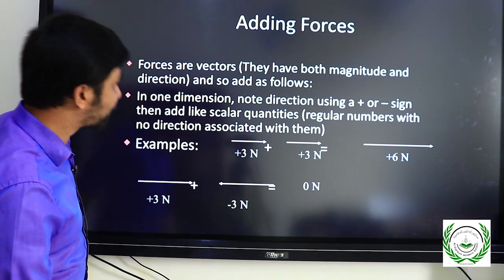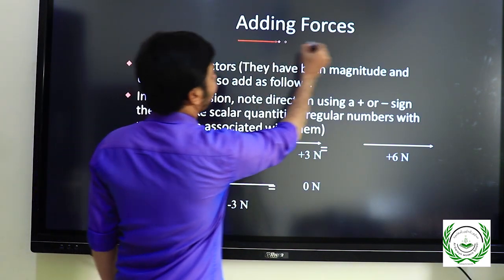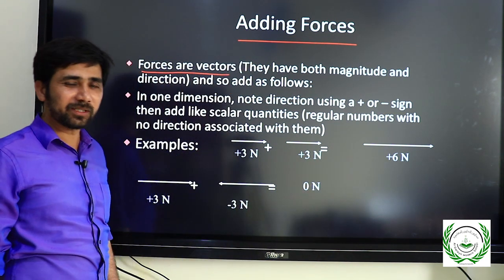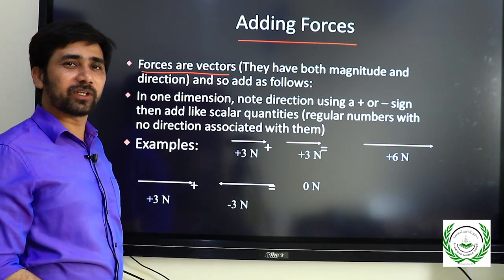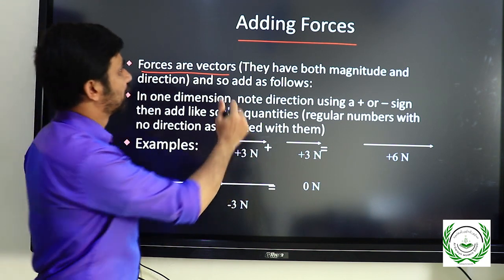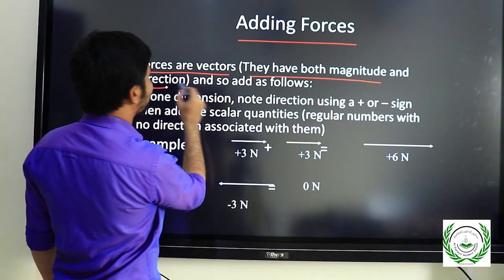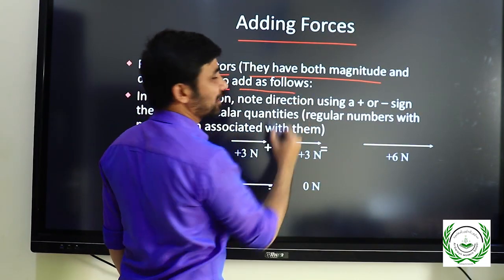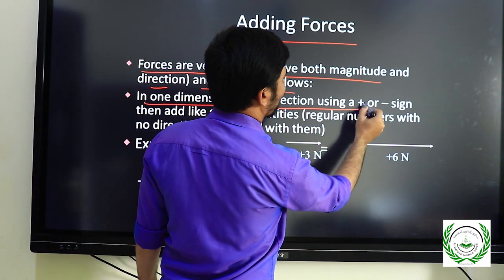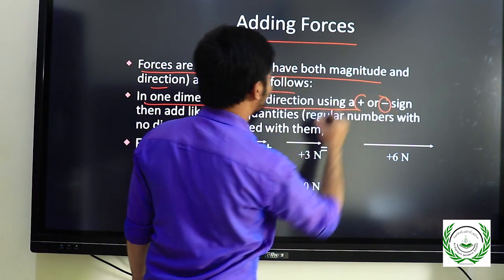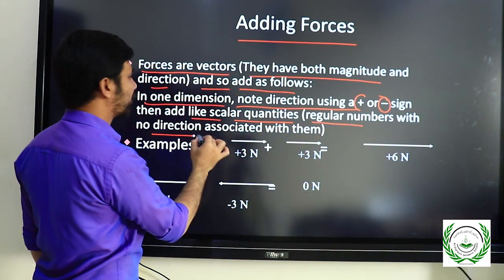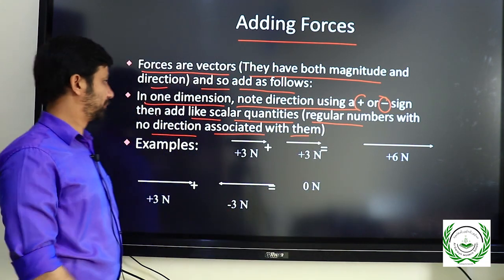Now let's start with a basic thing, adding forces. How do we add forces? Forces are vectors. Vector means force is a vector quantity, a quantity which has both magnitude and direction, and so they add as follows. In one dimension, note direction using a plus or minus sign. Then add like scalar quantities, regular numbers with no direction associated with them.